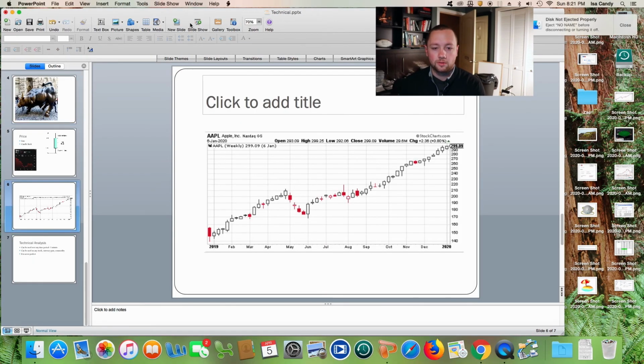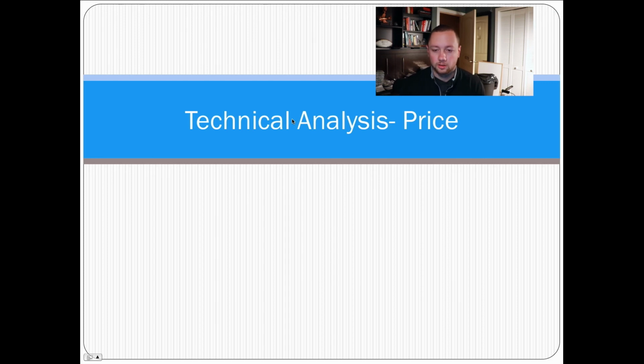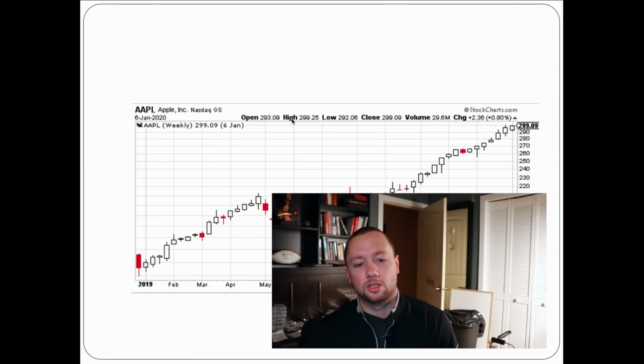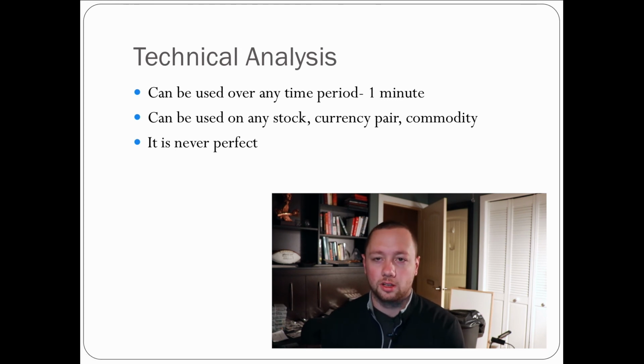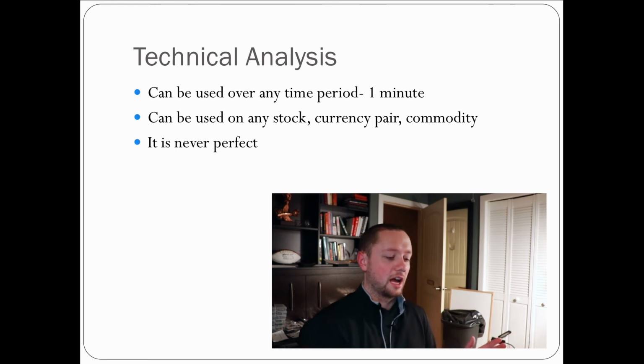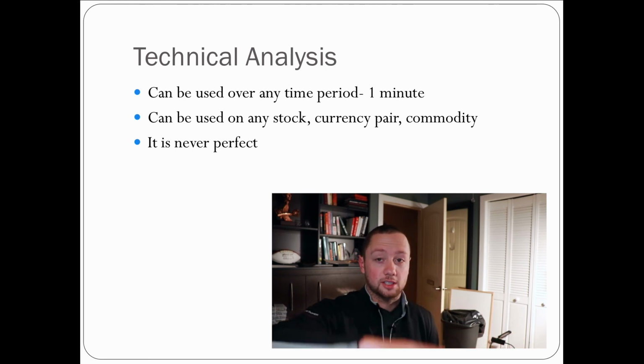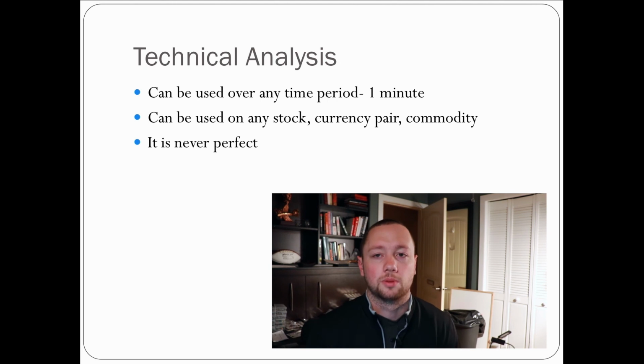So a couple more things for technical analysis that I just want to cover. Technical analysis can be used over any time period, all the way down to 1 minute. So when we looked at those candlesticks, those were representative of 1 day each. However, you can change the time period on any of these charts, and you can look at all of these stocks all the way down to a 1 minute time period. So you could be looking at a stock as it's live trading, and that candle is going to be going up and down with the actual price of it.